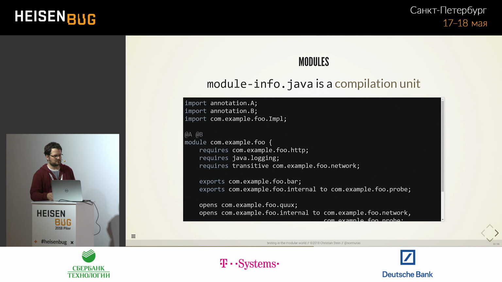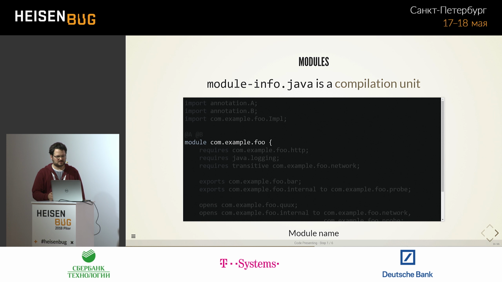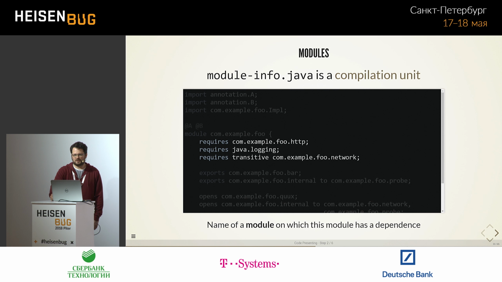So let's look at an example of such a module descriptor. It's a standard compilation unit, like any Java class, and you can compile this module-info.java file into a .class file. Here you have the keyword module. It's new in Java 9, and it defines the name, like example.foo. Here you see the requirements, or the reads, of the module. It's referring to other module names.